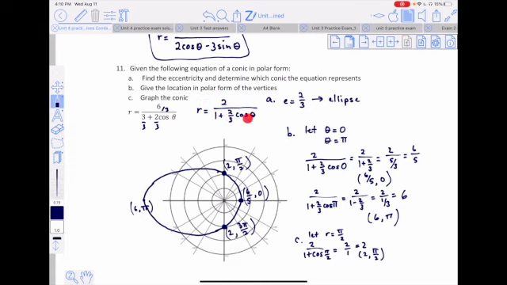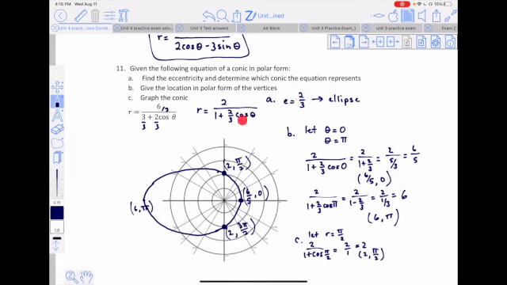And the reason this is so important is now this identifies e, the eccentricity, which will help us identify the conic. So since e is between 0 and 1, this is identified as an ellipse. Remember, if e is equal to 1, it's a parabola. If it's between 0 and 1, it's an ellipse. If it's greater than 1, it's a hyperbola. So in this case, we're dealing with an ellipse.